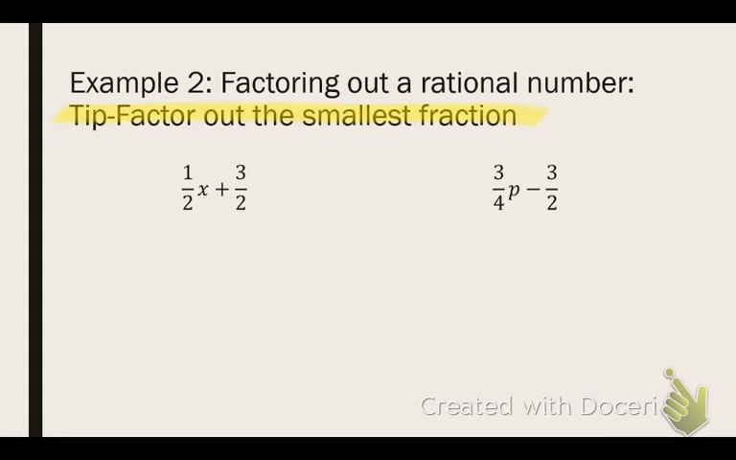So which fraction is smaller, 1/2 or 3/2? 1/2, right? Half is less than 1. 3/2 is clearly greater than 1. If you're in doubt, convert them to decimals and see which one's smaller. So 1/2 is clearly smaller. So here's what you do. You factor out the smallest fraction. You just said it was 1/2, so you factor out 1/2 out of the expression, okay? You factor out the smallest fraction, all right?